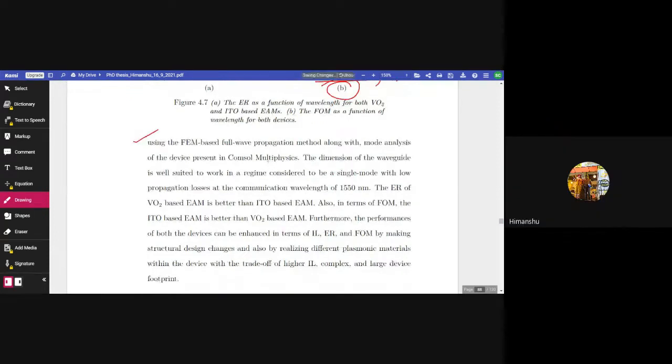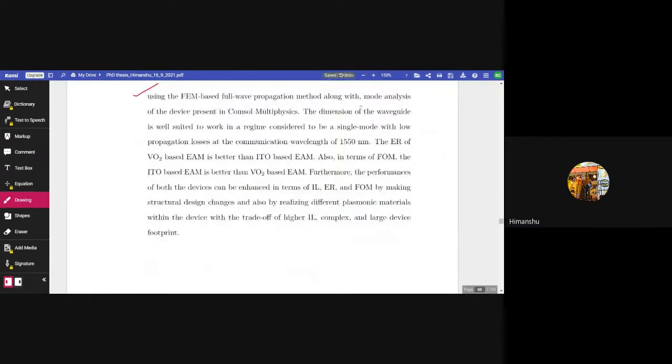Using the FEM-based full wave propagation method along with mode analysis of the device in COMSOL Multiphysics, the dimensions of the waveguide are well suited to work in a single mode regime with low propagation losses at the communication wavelength of 1550 nanometer. The ER of VO2 based EAM is better than ITO based EAM. Also, in terms of FOM, the ITO based EAM is better than VO2 based EAM. Furthermore, the performance of both devices can be enhanced in terms of IL, ER, and FOM by making structural design changes and by realizing different plasmonic materials within the device, with the trade-off of high IL, complex and large device footprint.